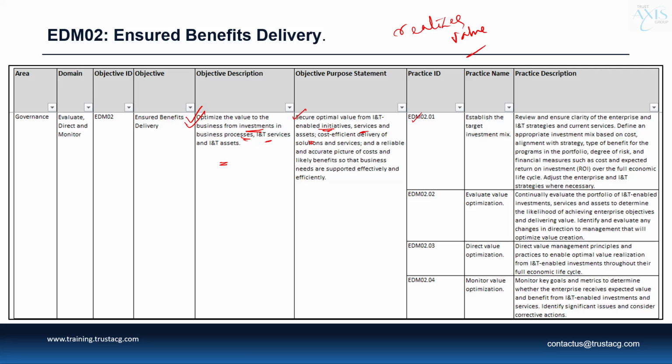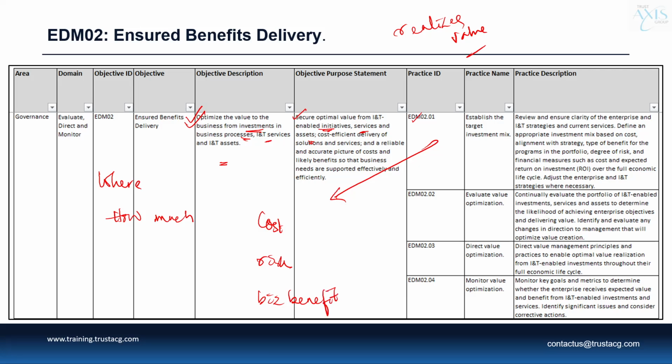So the first one is establishing the target investment mix. Now, this particular practice is about defining where and how much to invest in the IT ecosystem to ensure there is an optimal balance between your cost, your risk, and your business benefit. All right.